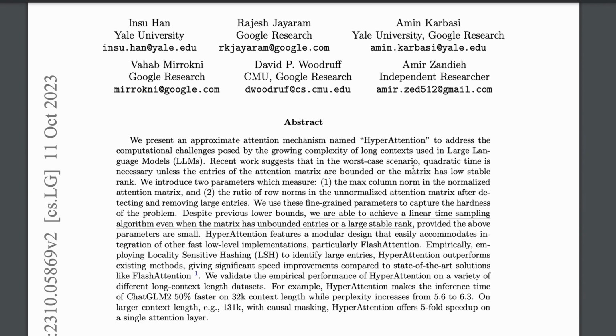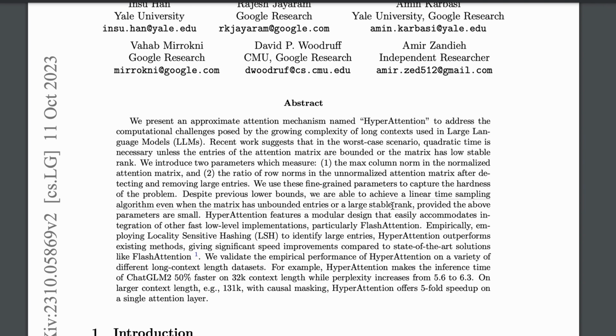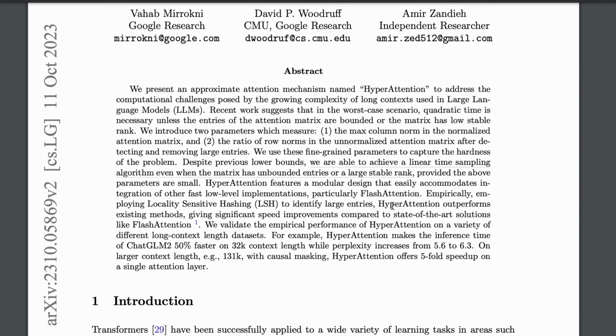But this paper is trying to introduce a technique called HyperAttention that can help you in improving context window with just near linear time. And they have managed to do this by using a technique called locality sensitive hashing. And if you see the benchmarks that they have got, HyperAttention makes inference time of ChatGLM 50% faster on 32K context window, while perplexity has gone up from 5.6 to 6.3.